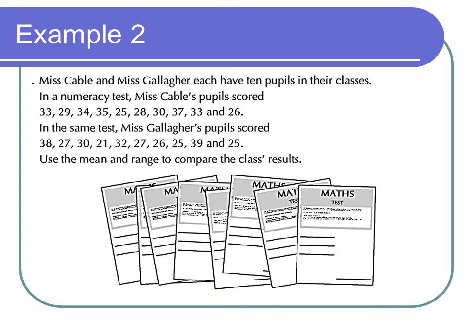Example 2. Miss Cable and Miss Gallagher each have 10 pupils in their classes in a numeracy test. Miss Cable's pupils scored 33, 29, 34, 35, 25, 28, 30, 37, 33, and 26. In the same test, Miss Gallagher's pupils scored 38, 27, 30, 21, 32, 27, 26, 25, 39, and 25. Use the mean and range to compare the class results.